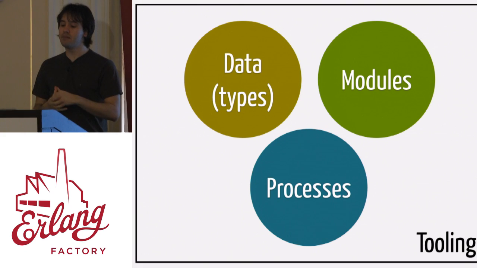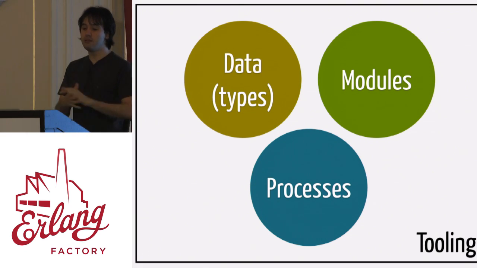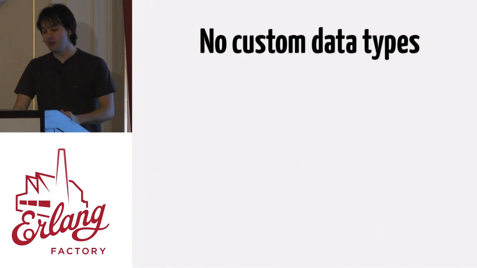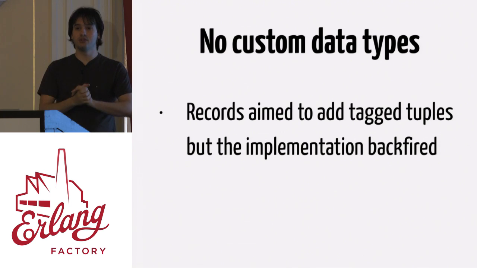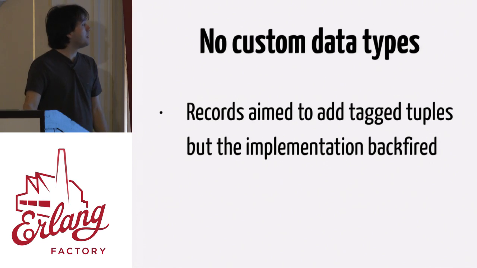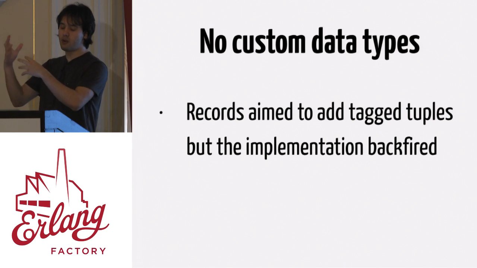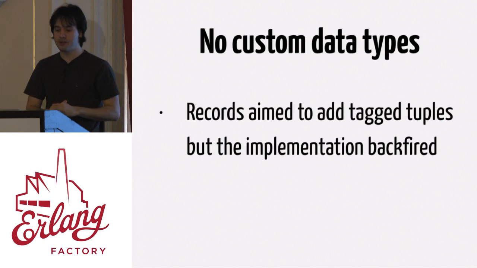So to give some examples of why I think data types are not as well developed as everything else: we cannot really have custom data types. Records kind of aim to add tagged tuples to Erlang, but there's plenty of discussion in the mailing list and in talks, and the implementation kind of backfired because they are mostly a compiler hack. The tuple modules call, there's a bunch of discussion about it too.